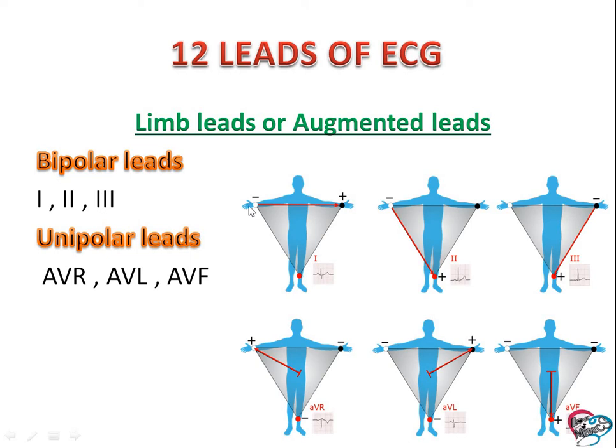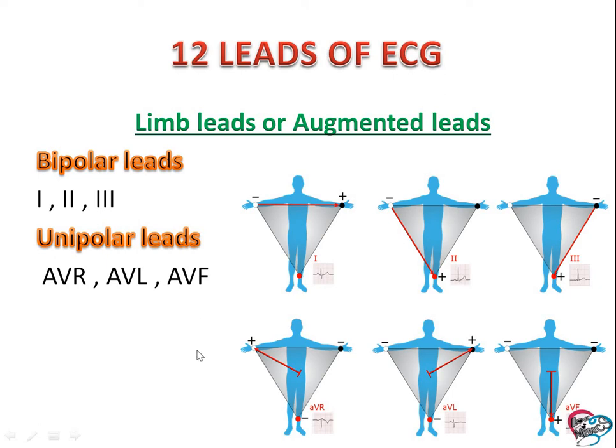Bipolar lead 1 is the connection of the right hand to the left hand. Lead 2 is the connection of the right hand to the left leg. And lead 3 is the connection of the left hand to the left leg. Then why do we place a lead on the left leg? That is the earth connection.